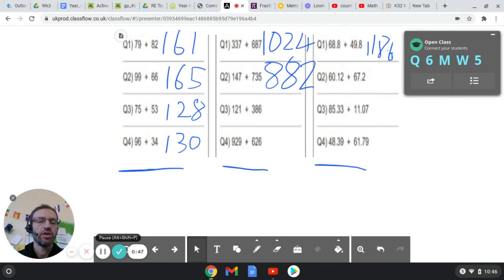Okay, here are some answers from yesterday's warm-up activity, the addition. I've put some of the answers down. If you haven't got all the answers down, use a calculator. You can use an online calculator just to check your answers. So pause the video and mark your work now using the answers on the screen, or grab a calculator online.